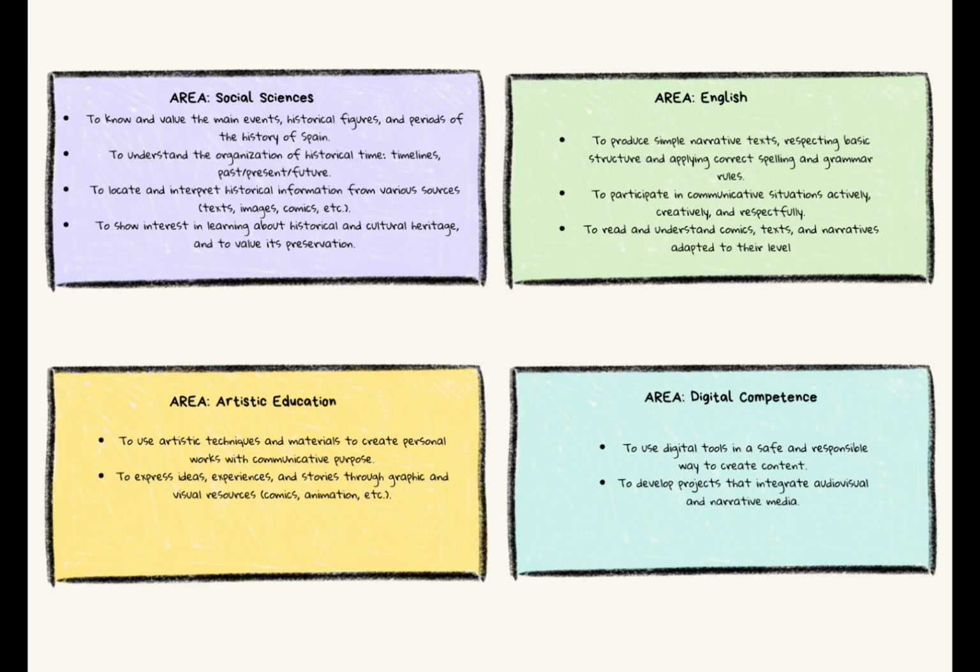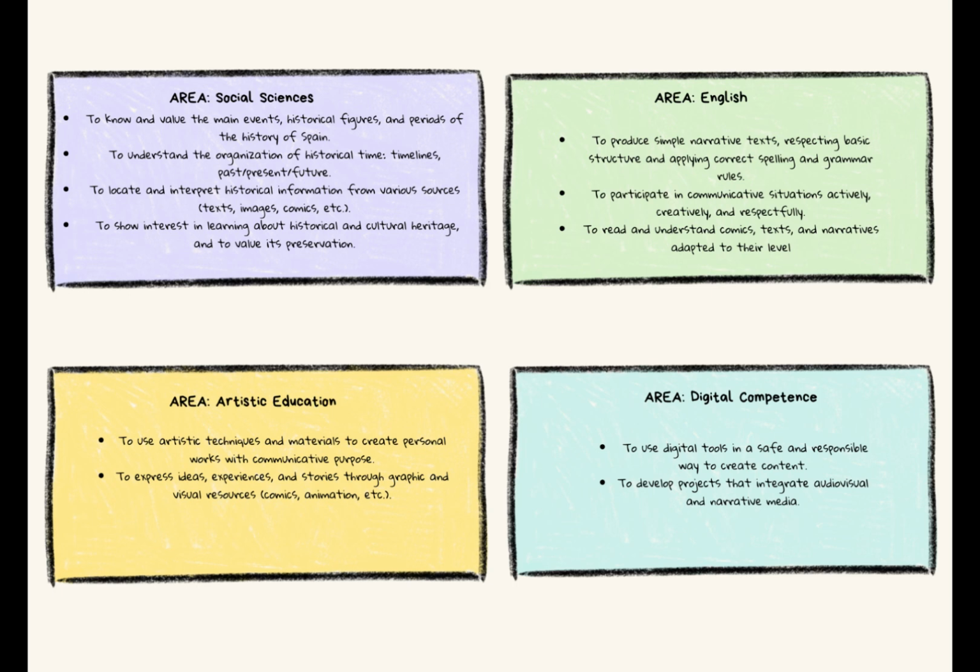First, in social science, students will learn about the most important events, people, and periods in the history of Spain. Understand how time is organized in history, use different sources of information like text, comics, or pictures to get historical facts, and also they will reflect on the importance of protecting our cultural and historical heritage.